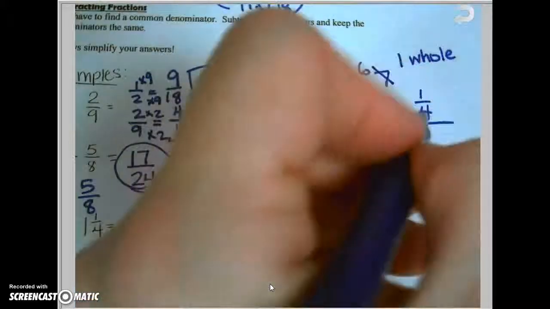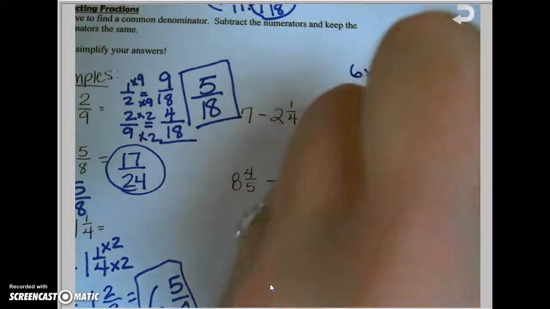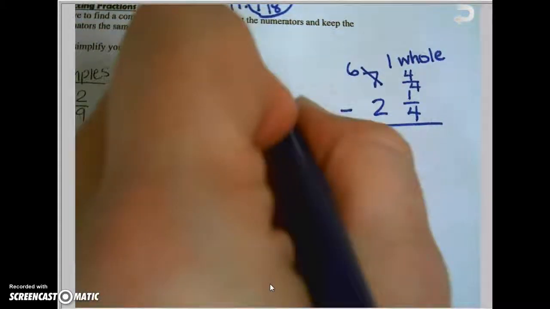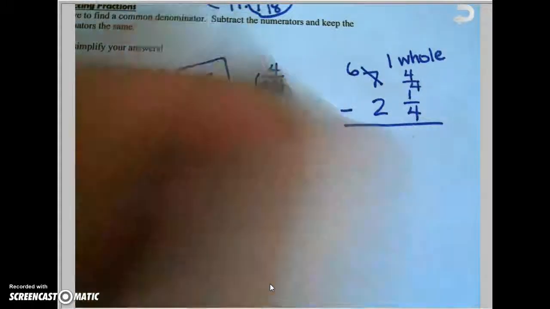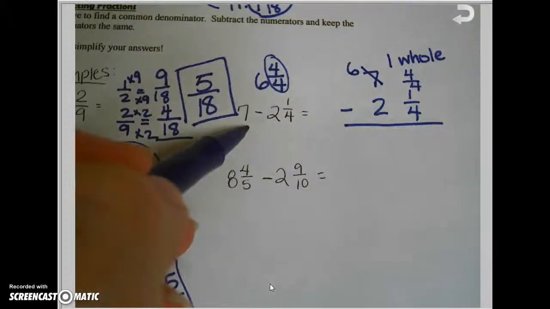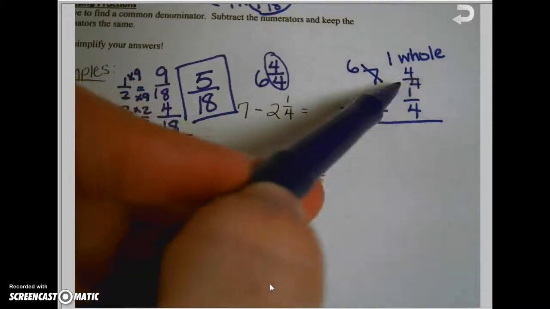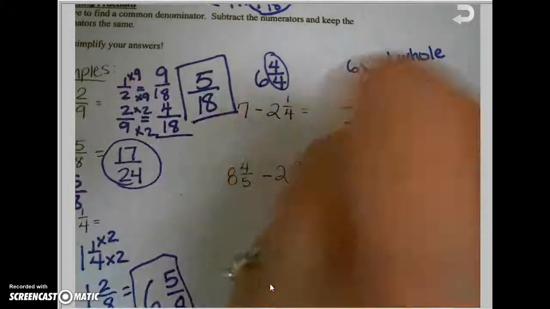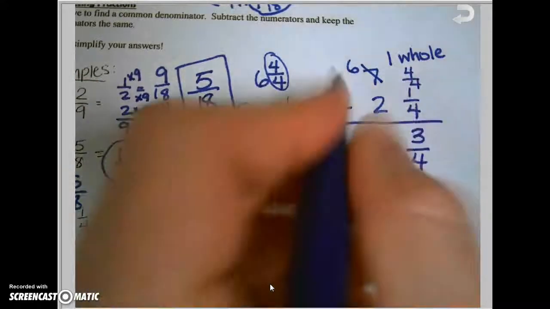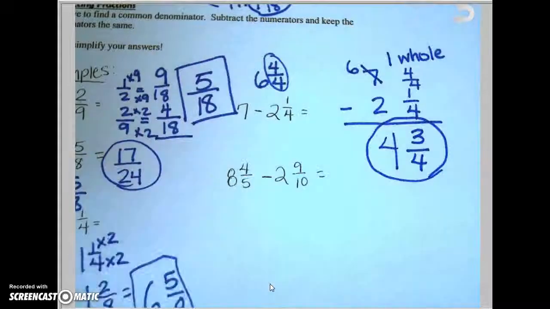But that one whole needs to be into fourths. So think about it, if I have one whole, that one whole is going to be 4/4. Because if I had 6 and 4/4, this would be 1, and this would be 6, and that together would give me 7. So all I'm doing is taking one whole and breaking it into 4/4. Once I do that, I have 4/4, I take away 1/4, and I have 3/4. And then 6 take away 2 would give me 4. So it would be 4 3/4.